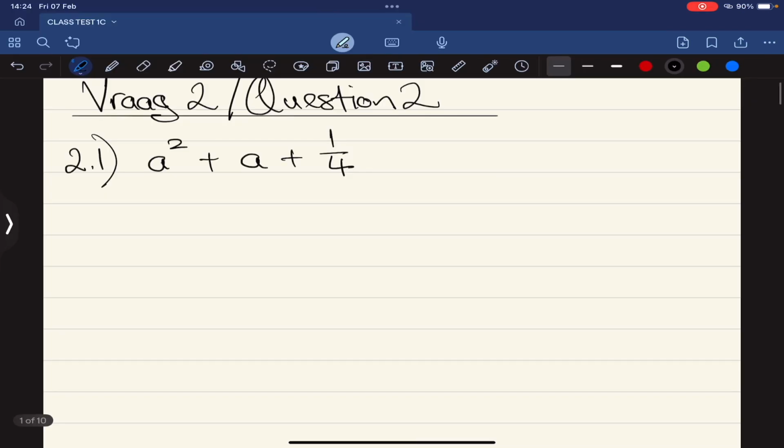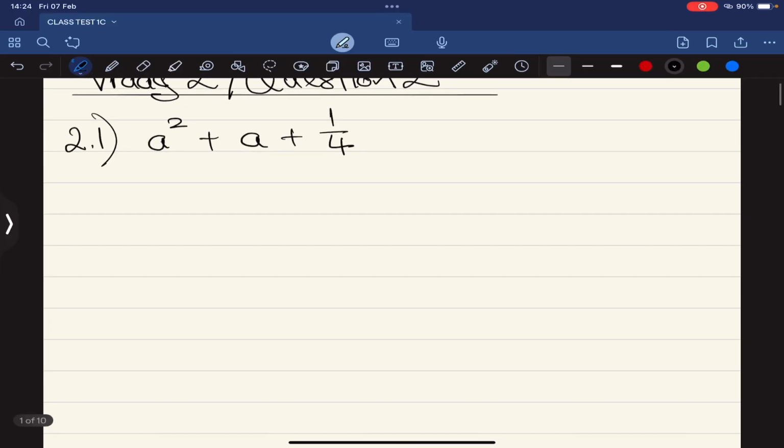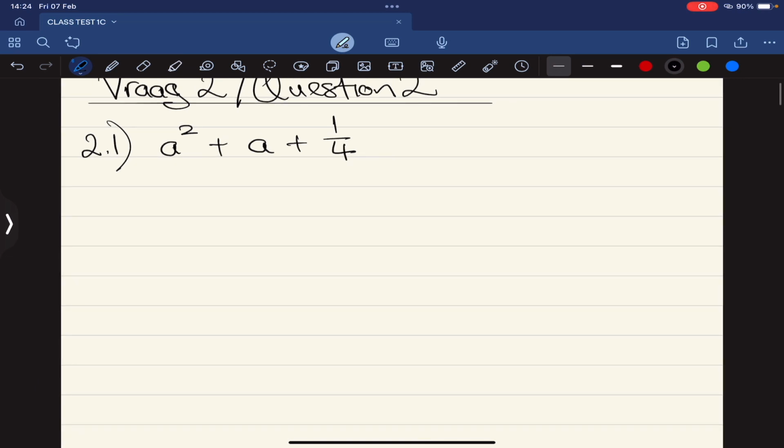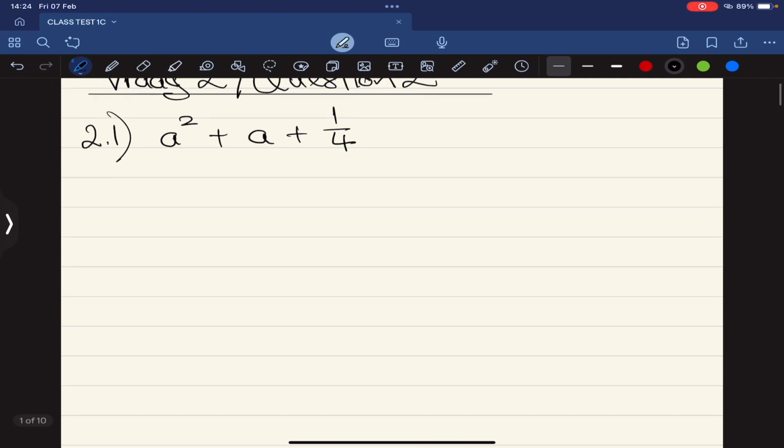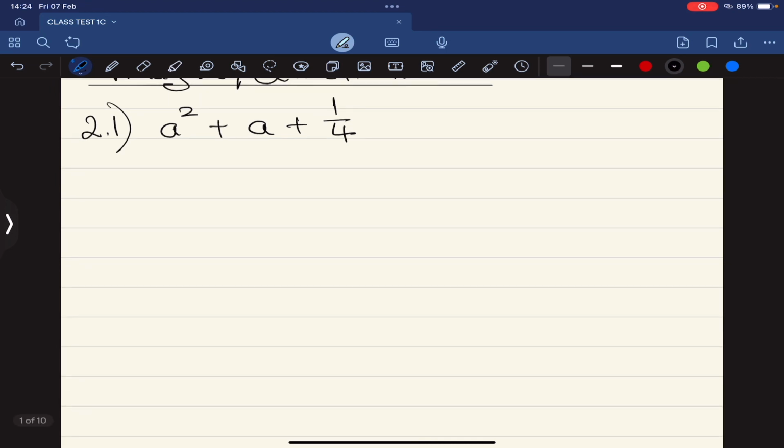Okay, so we've got a squared plus a plus a quarter. So a² plus a plus 1 op 4. En dit is natuurlik 'n 3-term. It's a quadratic trinomial. We do not have a highest common factor going on here. There's no dots. There's none of those other things. So we can easily conclude that this is a trinomial. So I've got my two brackets.